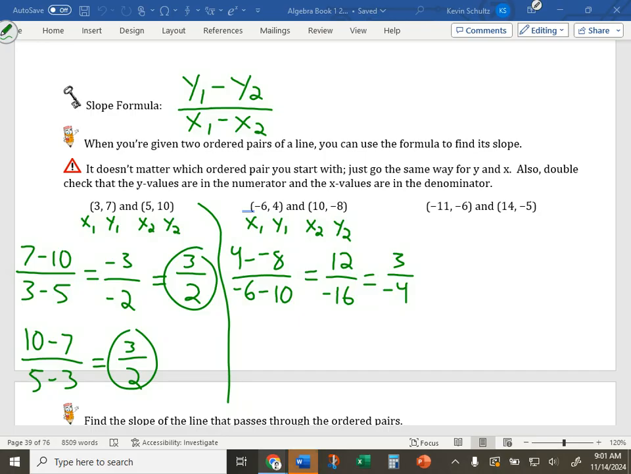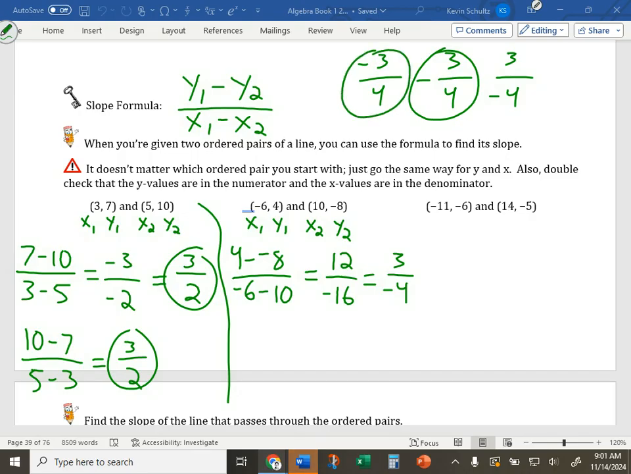When you're dealing with a fraction and negative signs, all three of these things are the same value. It does not matter where that negative sign goes. Typically you'll see this one most commonly. You'll see this one quite commonly also. Not so much that one, but it's not a wrong answer. It is the same value.